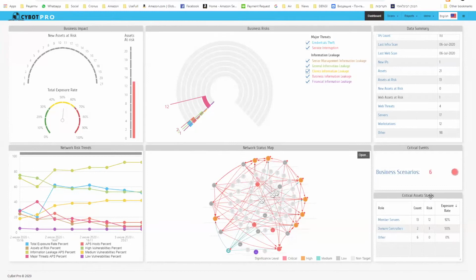On the right bottom part of the screen we can see the critical asset status. Can be seen the role of the critical asset, and the exact exposure rate per role that was found. We can see here business scenarios, however we will come back to this a bit later. The main part of this dashboard is the network status map.